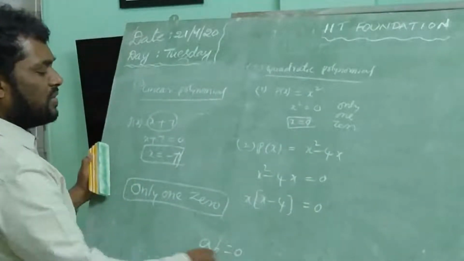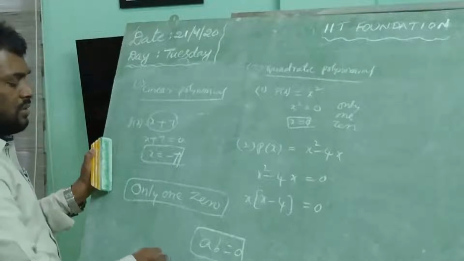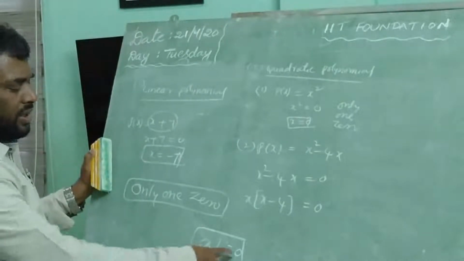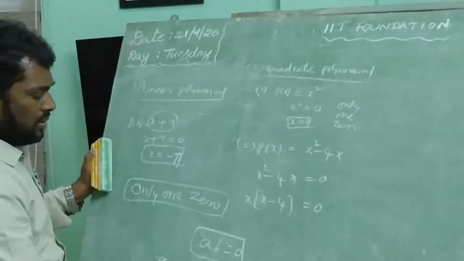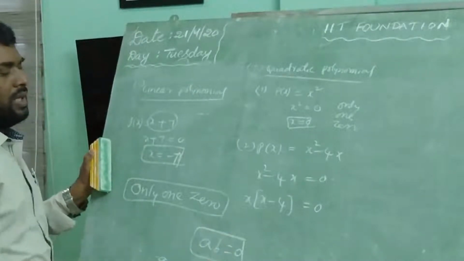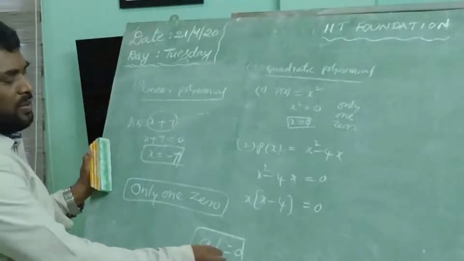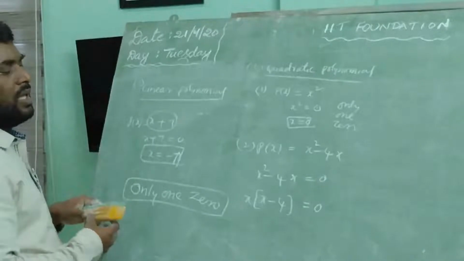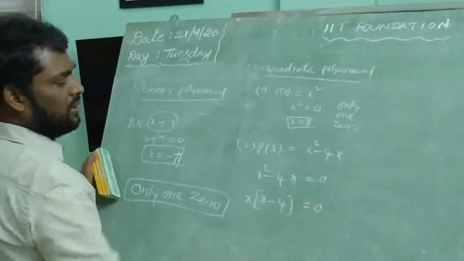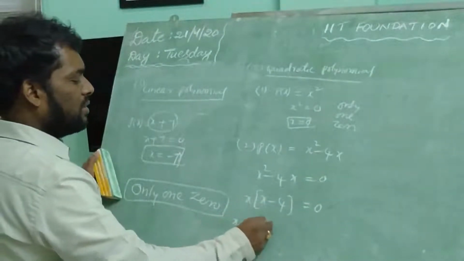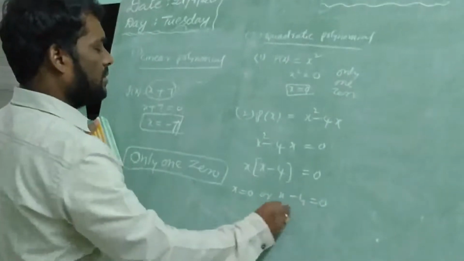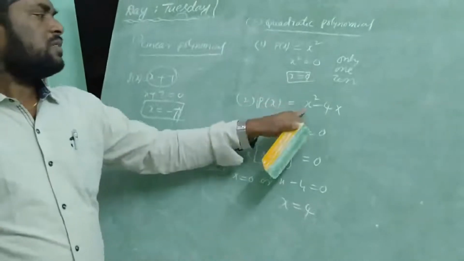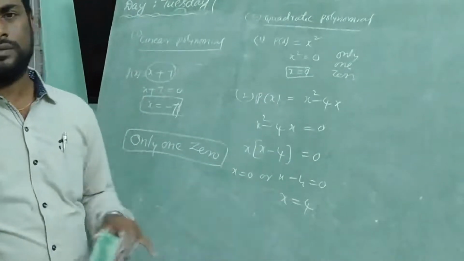When does AB become 0? Either A is equal to 0, so 0 into B is 0, or B is equal to 0, so 0 into A is 0, or A is equal to 0 and B is equal to 0. In these three cases, AB becomes 0. Now apply the same concept here: x into x minus 4 is equal to 0, then x is equal to 0 or x minus 4 is equal to 0, that is, x is equal to 4. So in this case, this polynomial has 2 zeros.